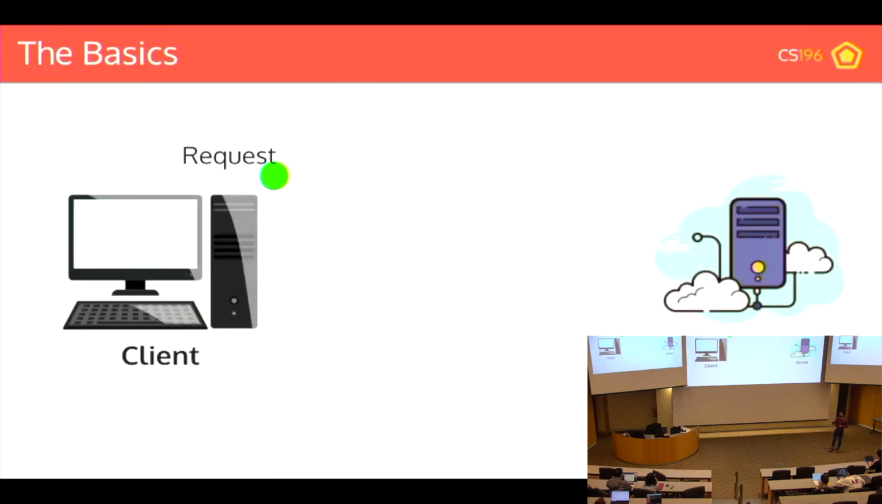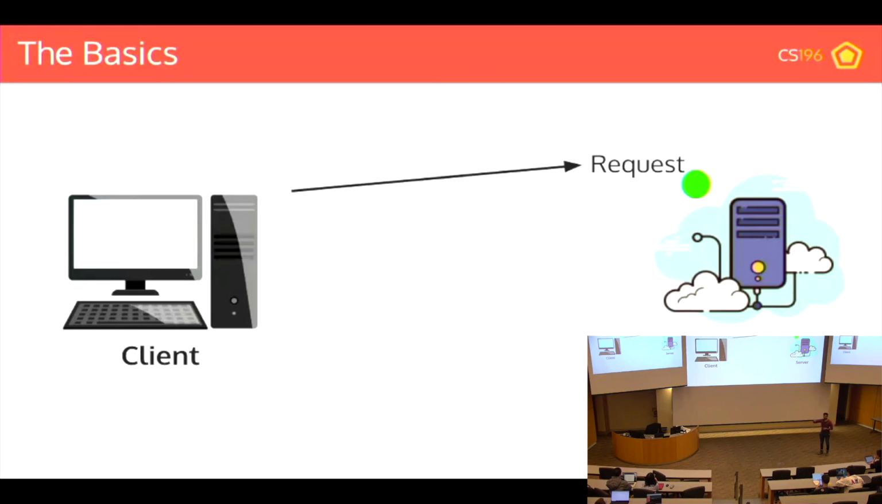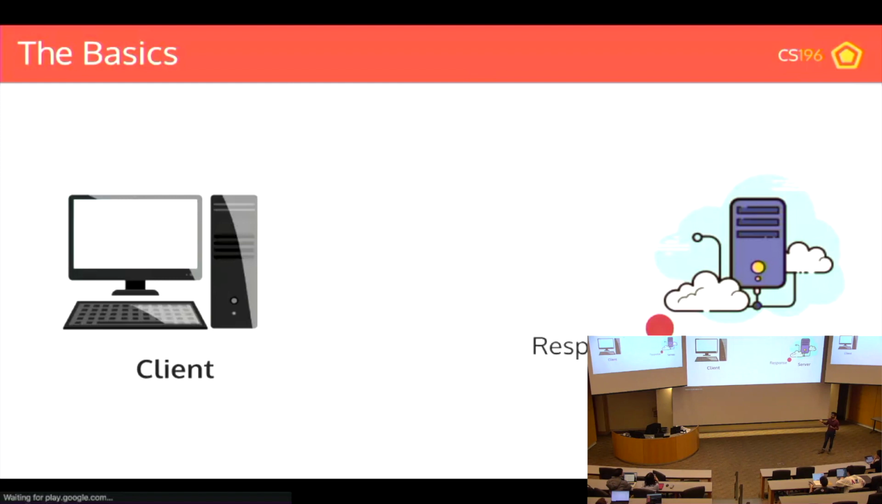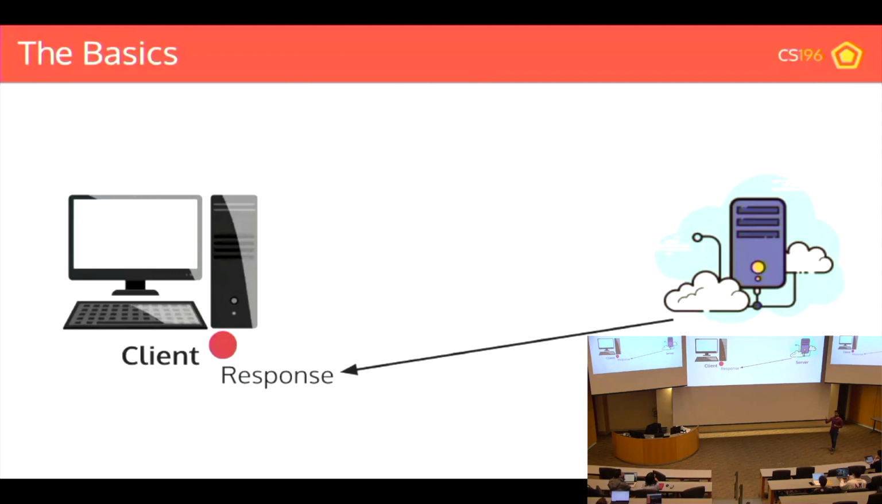So let's go back to our example. We have a request here. That's the little green ball. We send our request to the server. The server processes our request, gets us the response that we want, the data that we want, anything that we need from the server, and we'll pass that back to the client. And now we have our response.